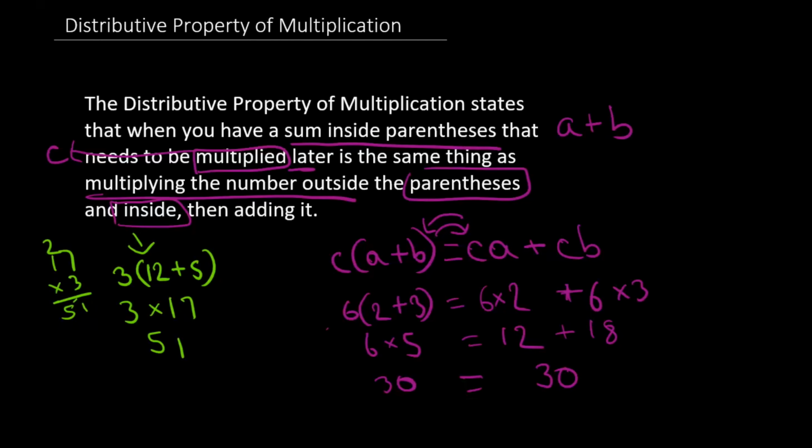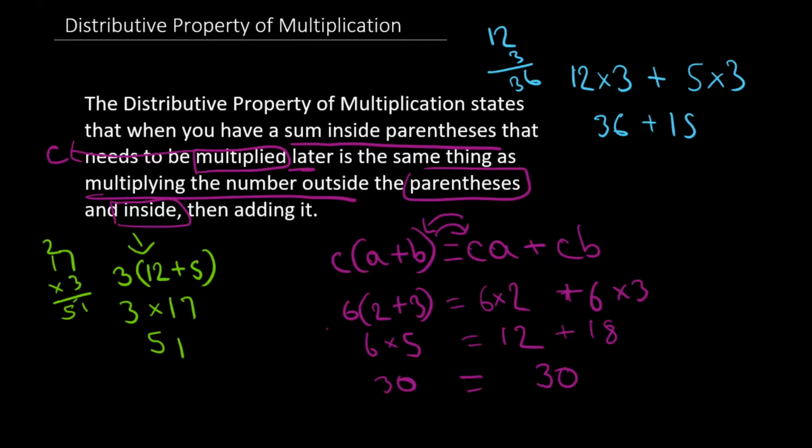So let me change the color quickly. And I'm gonna erase this and let's do it over here. So we can do 12 times 3 plus 5 times 3. 12 times 3, 3 times 2 is 6, 3 times 1 is 3, 36. And then 5 times 3 is 15. 36 plus 15 is 51. And we got the answer here too. So I think this method is easier, but you guys decide. Okay? I'm just gonna write easier for me.